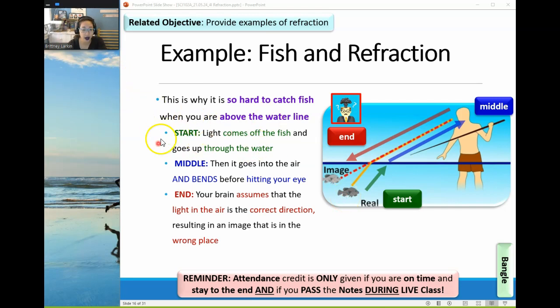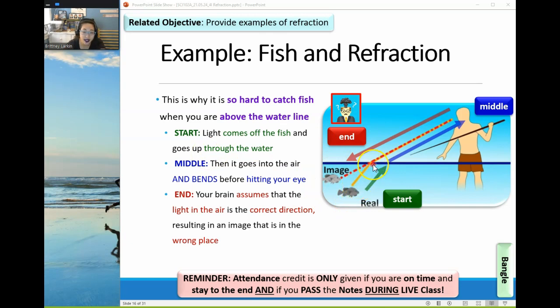So let's go ahead and talk about how this happens. Remember that light hits objects and then comes off of objects. That's how we can see things, right? As light bounces off of objects, that's how we can see things. So what happens here is light starts at the fish, right? Light is bouncing off of the fish, and as it bounces off the fish, it then goes up through the water. And you can see here that it goes up through the water through this kind of yellow line right here.